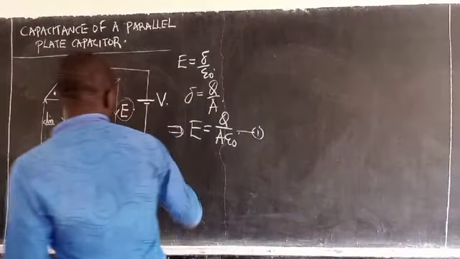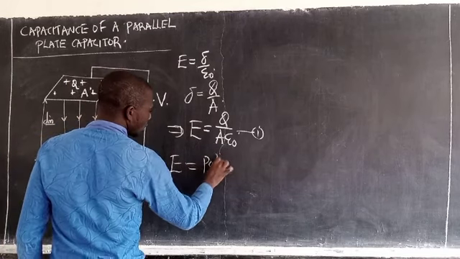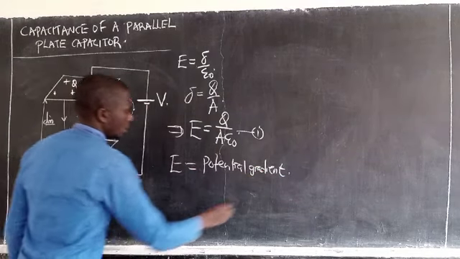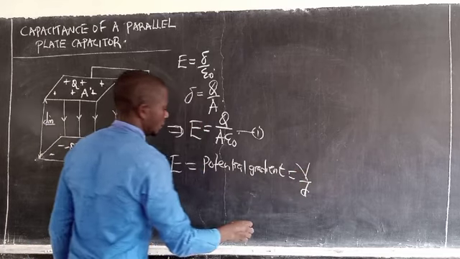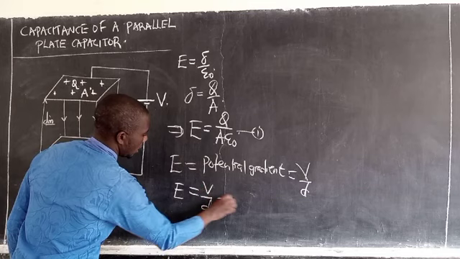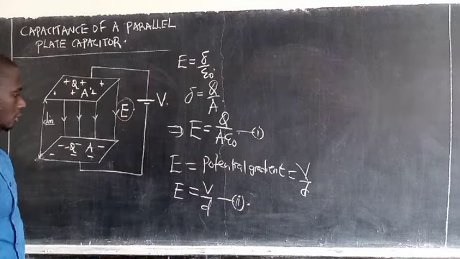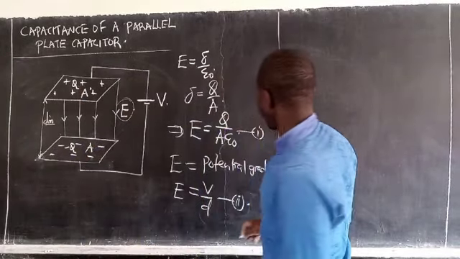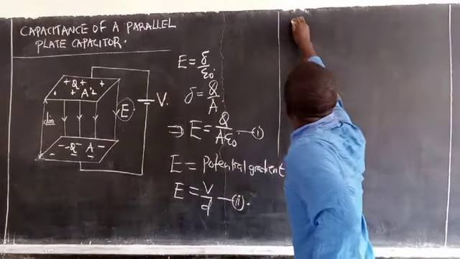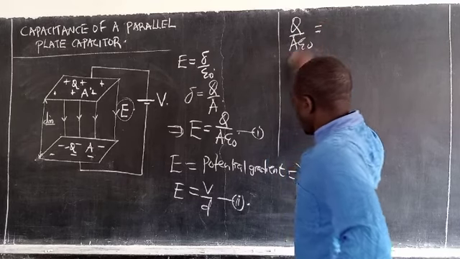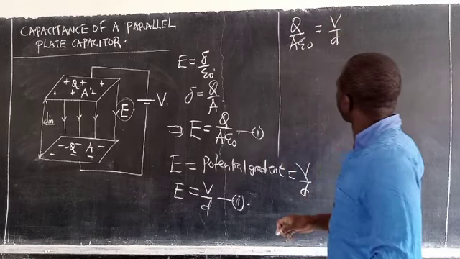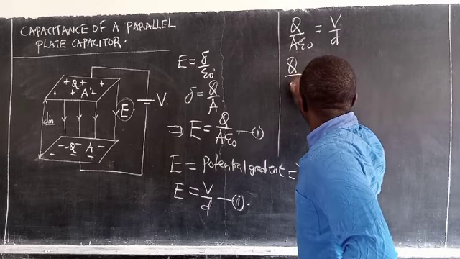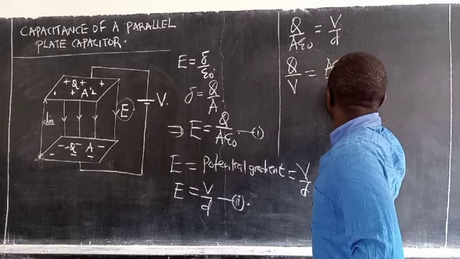Also, E is equivalent to the potential gradient, which is equal to V over D. So E is V over D. That's equation 2. So from 1 and 2, we have the charge Q over A epsilon naught equals V over D. So when I cross multiply and divide, we shall have Q over V equals A epsilon naught over D.